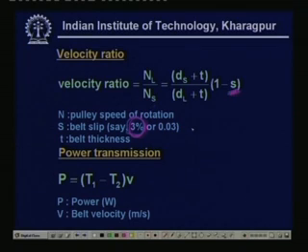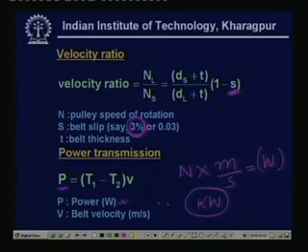Now, the expression for power transmission is very simple. Power is T1 minus T2 into the belt velocity V. Once again, you know T is in Newton, multiplied by V in meters per second. So Newton meter per second is watt. That is the reason power is in watt, but a convenient way of putting the power is kilowatt, thereby a factor of 10 to the power 3 can sometimes be utilized.